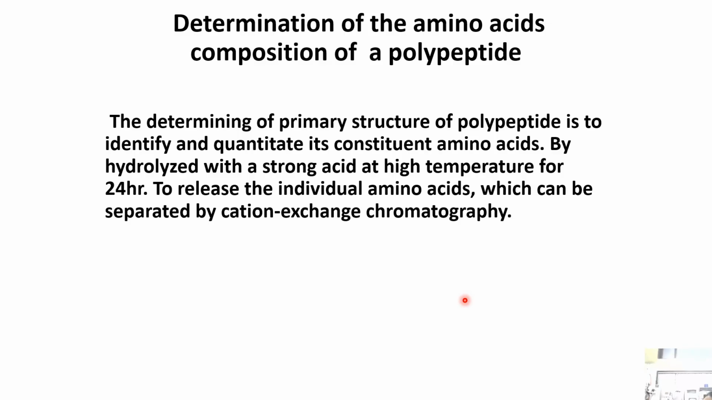Now, if we determine the amino acid composition of a polypeptide, determining the primary structure of a polypeptide is to identify and quantitate its constituent amino acids. This is done by hydrolyzing with strong acid at high temperature for 24 hours to release the individual amino acids, which can be separated by cation exchange chromatography.